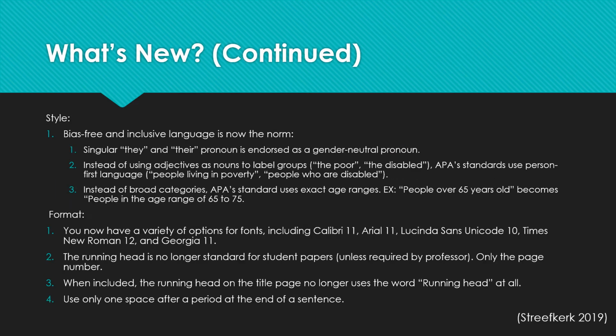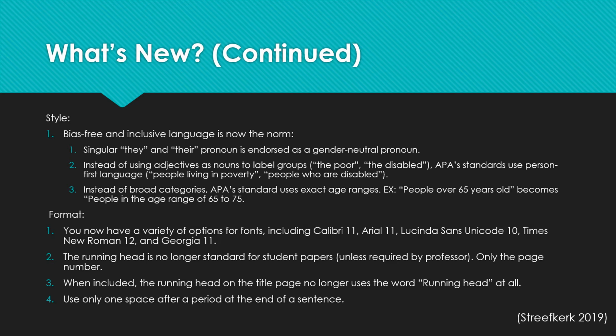What's new continued? Stylistically, the APA 7 encourages the use of bias-free and inclusive language, thus allowing your writing to be more current and reflective of the social climate. This means that the singular "they" is now included as a gender-neutral pronoun. The new guidelines also encourage person-first language, and the examples noted here are using "people living in poverty" and "people who are disabled" or "with disabilities" instead of "the poor" or "the disabled."